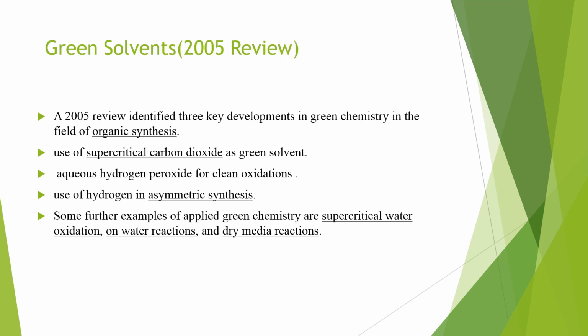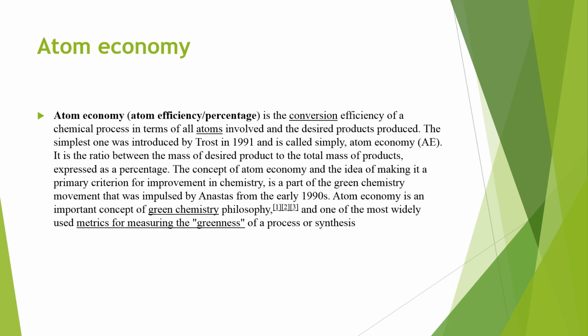In 2005, a review identified three key developments in green chemistry in the field of organic synthesis: use of supercritical carbon dioxide as a green solvent, hydrogen peroxide for clean oxidation, and use of hydrogen in asymmetric synthesis. Some further examples of applied green chemistry are supercritical water oxidation, on water reactions and dry media reactions. Okay, so these are the solvents which we can use in green chemistry.